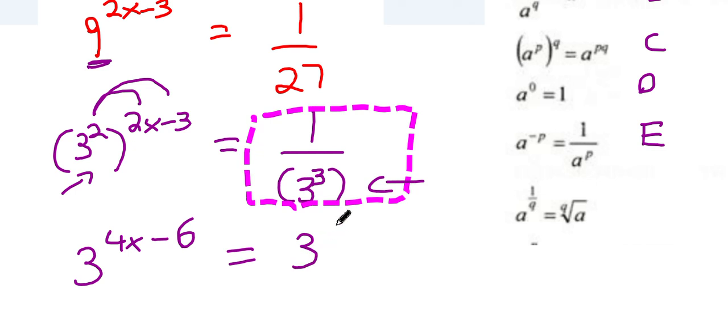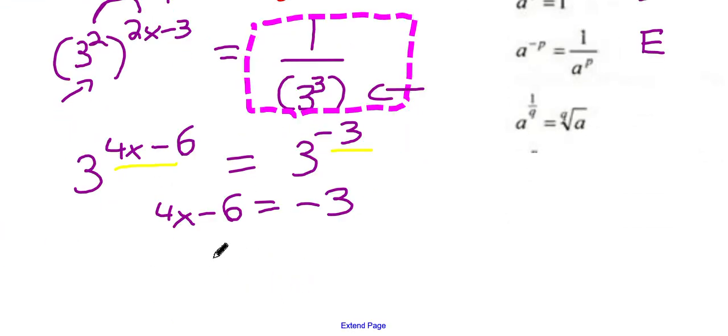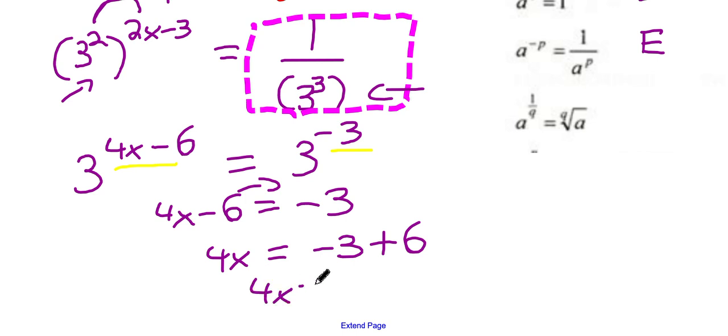3 to the power of? Well done. You remembered. What do we get? And then you bring the 6 over to your side. And it becomes a plus 6 now, because it was minus and now it's plus. And then x equals 3 over 4.